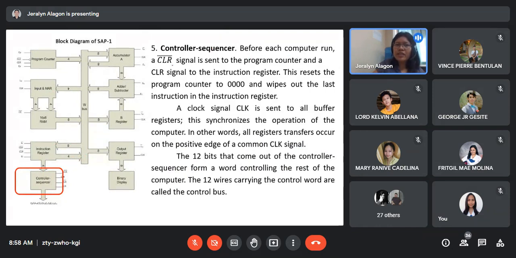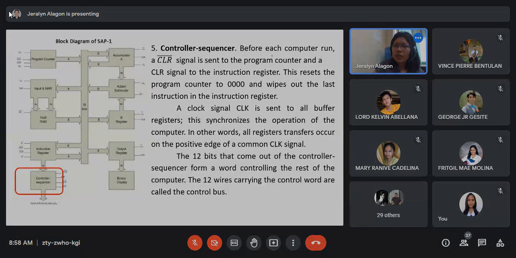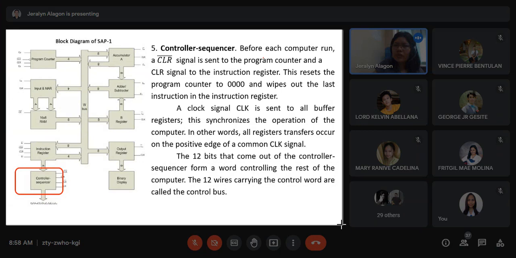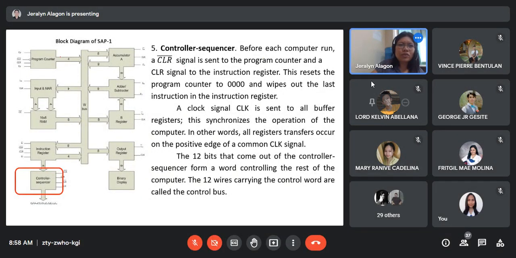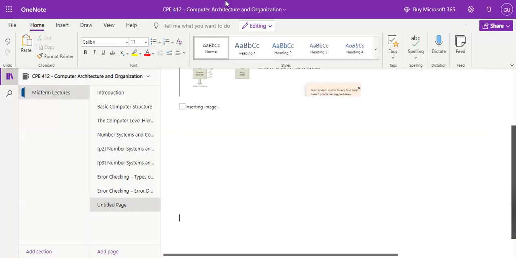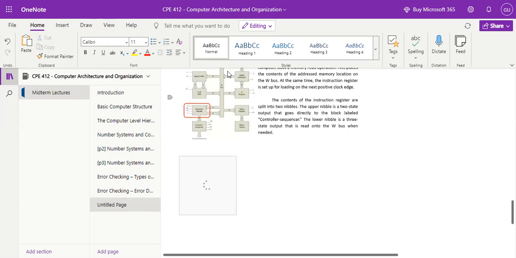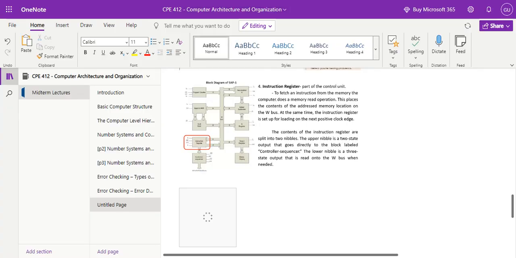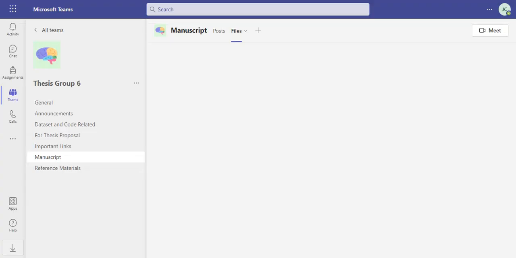Before each computer run, CLR. I think kaning CLR class kay shortcut sa clear. A clear signal is sent to the program counter and a CLR signal to the instruction register. Okay. Sa dili pa mo run ang computer, clear signal is sent to the program counter. Meaning, asa man si clear? Kani, di ba? Meaning, back to zero. I-reset ang program counter. Inig sugod anak class, okay, start siya sa zero. That is why, si CLR, kung naay signal nga ma-receive, automatic yun siya nga program counter, reset yun siya.